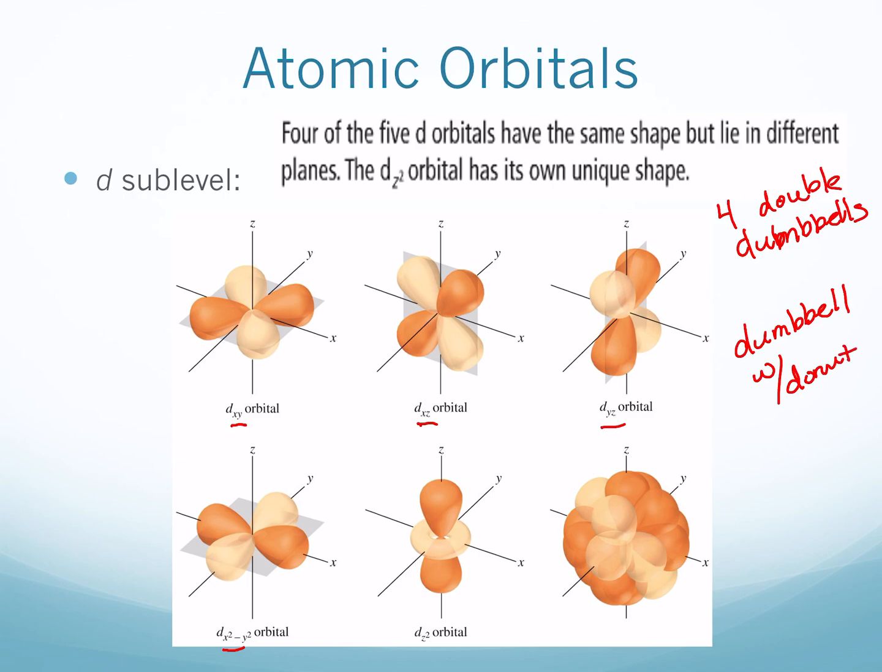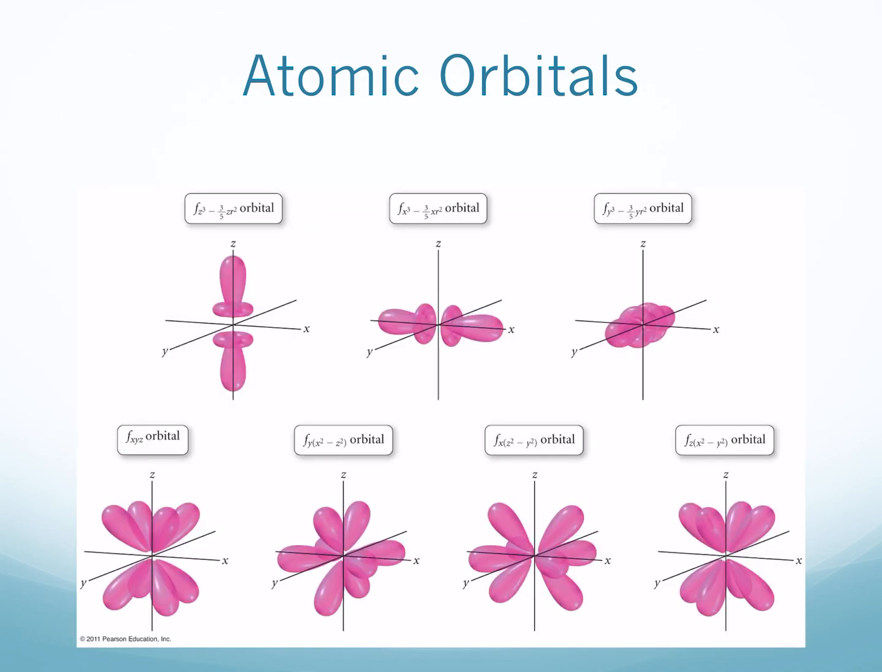So it's 4 double dumbbells and a dumbbell with a donut. And so then when you combine them all together, you get this. What I want you to know for this is that you have 5 d orbitals, and that you could recognize the double dumbbells or the dumbbell with a donut. Again, I'm not going to make you draw these. I can't draw. I just assume no one else can either.